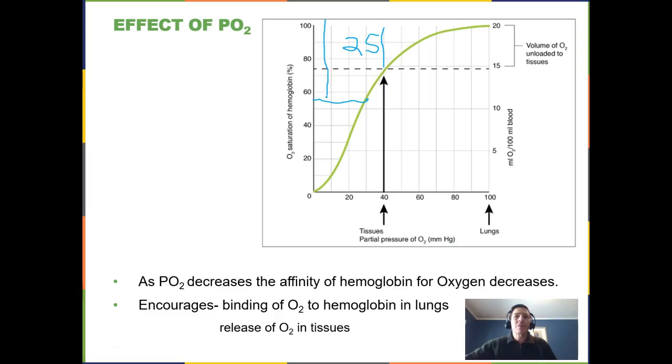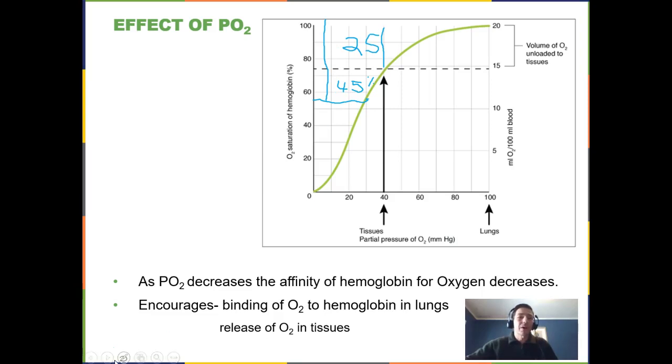Then now, what is that? If that's 55, that means you've got about 45% oxygen delivery. So if your partial pressure of oxygen drops by 10 millimeters of mercury, you go from 25% oxygen delivery to 45% oxygen delivery.